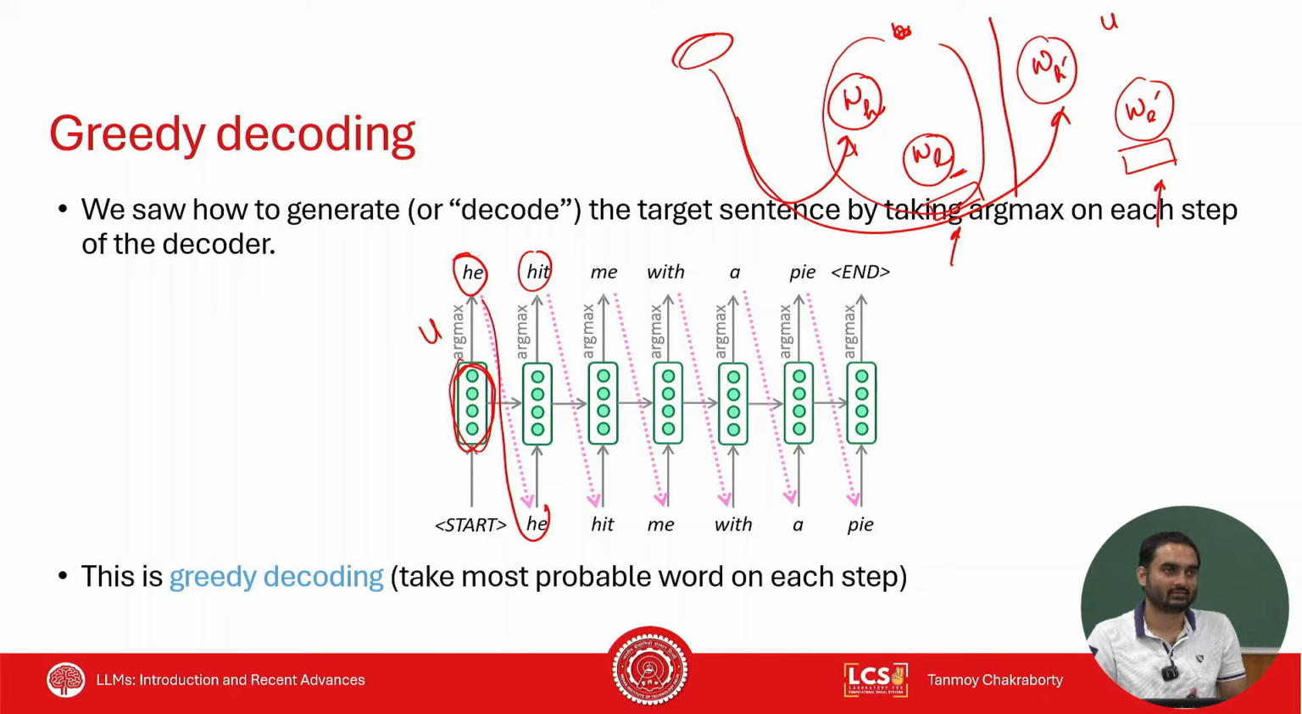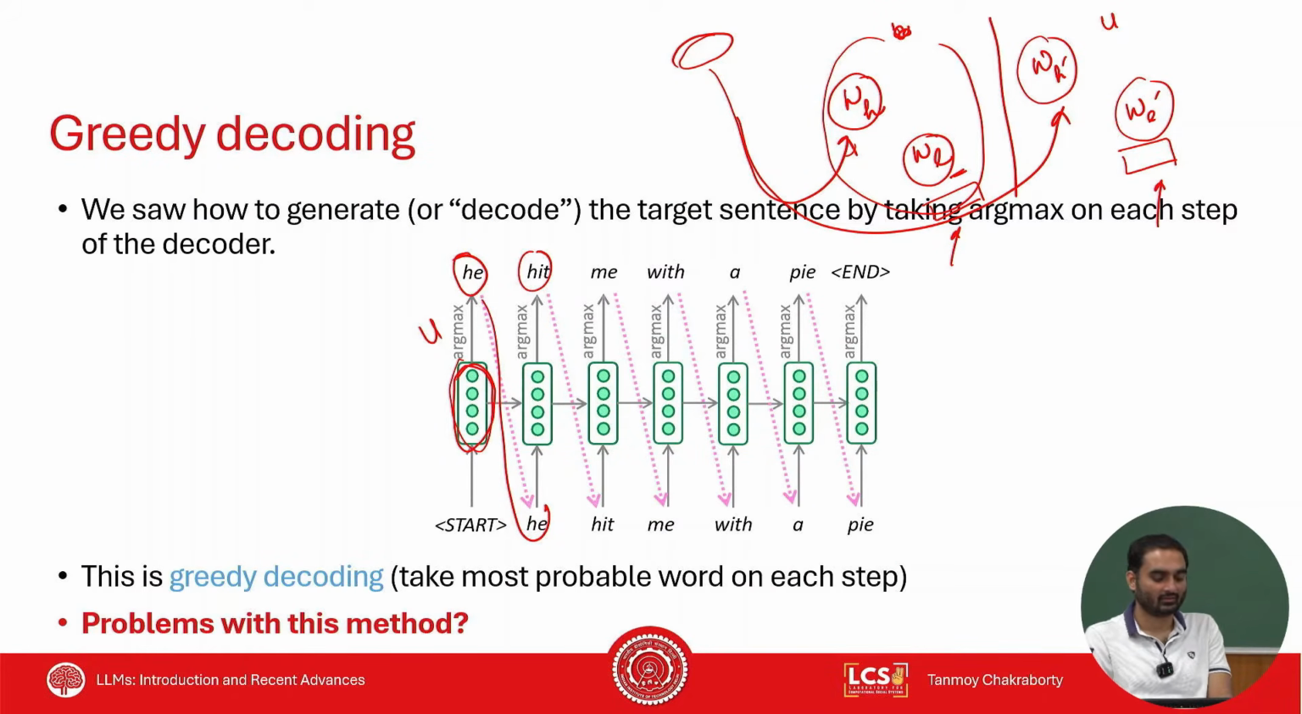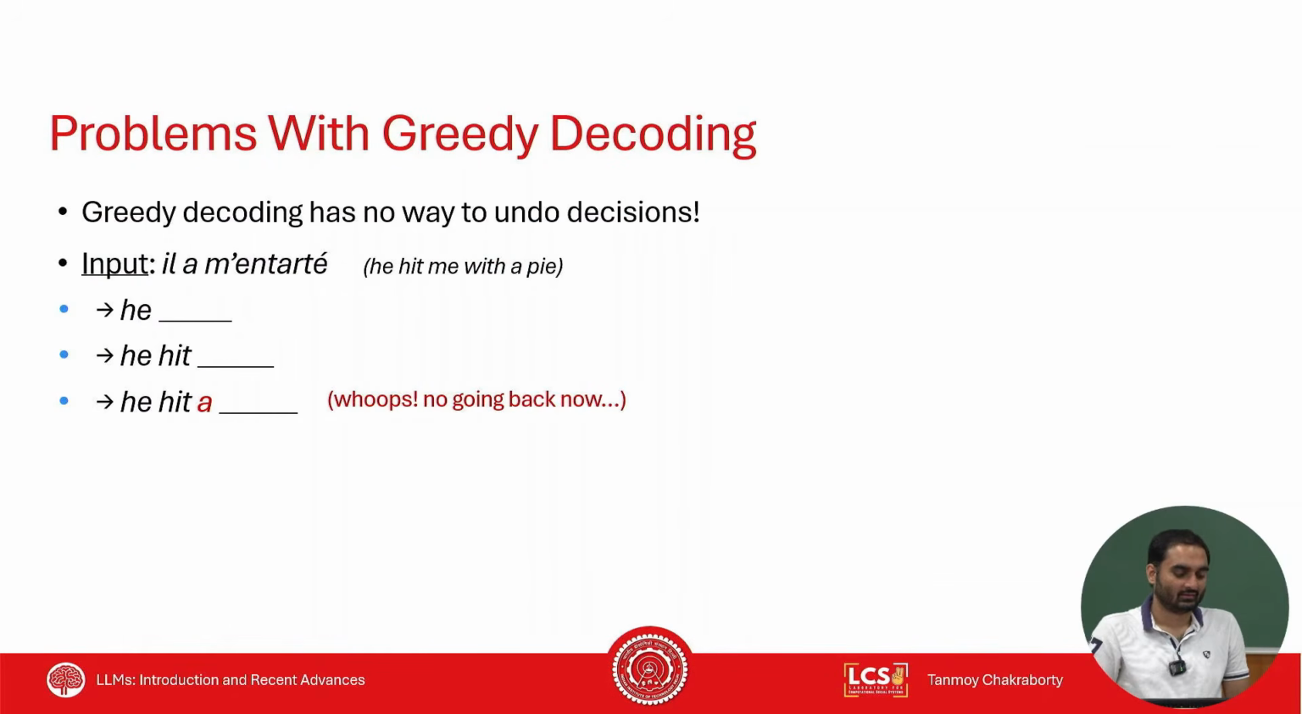In a greedy decoding strategy, instead of sampling the token based on the probability, I will choose the token which has the maximum probability. I will not do any sampling. This is greedy decoding. So what is the problem with greedy decoding? The problem is that if you made a mistake at any point, you won't be able to recover it.